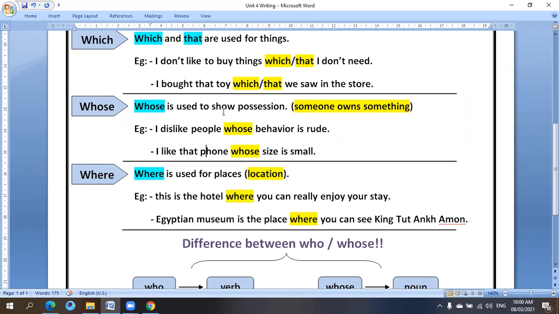We said that an adjective clause or relative clause describes the noun. It's very simple. If the noun is a place, use where. We are describing the noun, depending on what the noun is. Here the noun is a place, hotel. Museum, Egyptian Museum, it's a place. So where. But whose is used when we are talking about something that belongs to someone, or someone owns something.